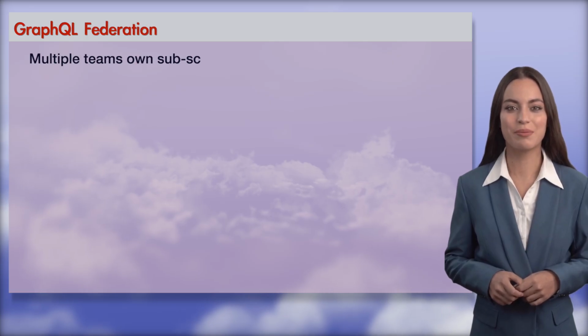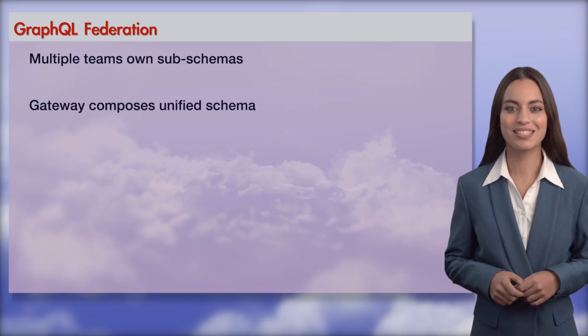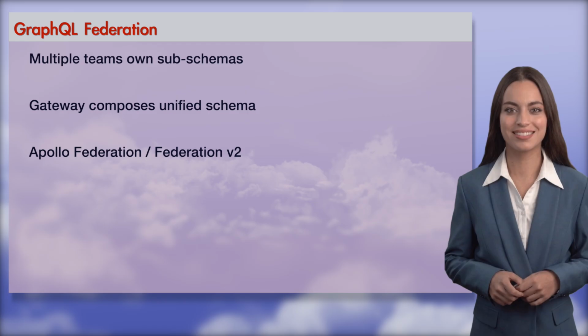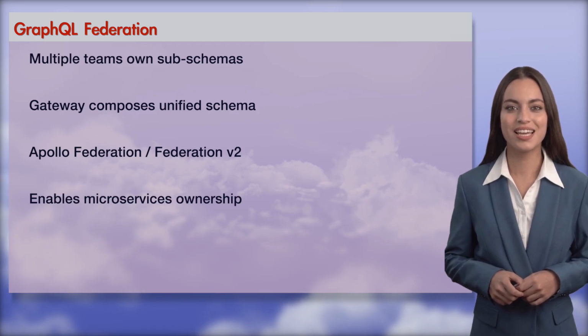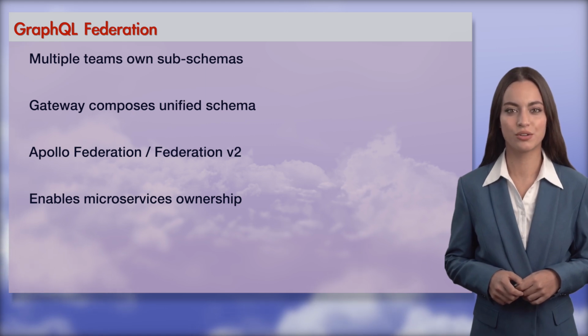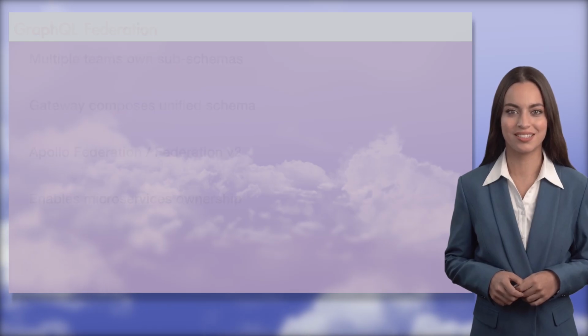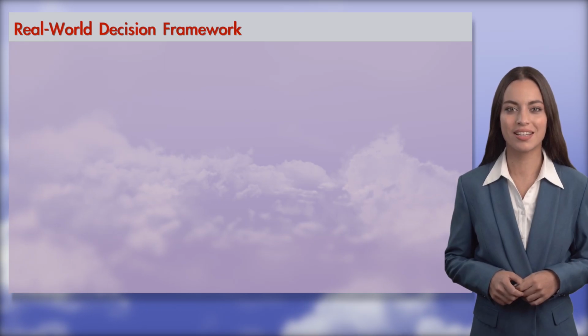GraphQL Federation. Multiple teams maintain independent subschemas for their domains. A gateway composes them into a single unified schema for clients. Apollo Federation, V1 and V2, is the leading implementation. This enables true microservices ownership while providing clients a single GraphQL endpoint.